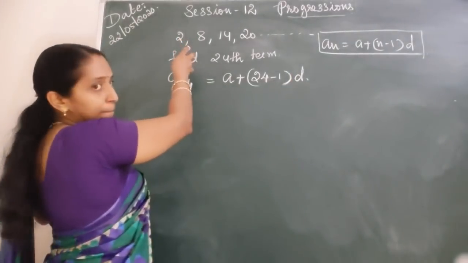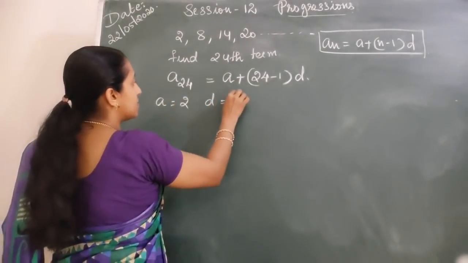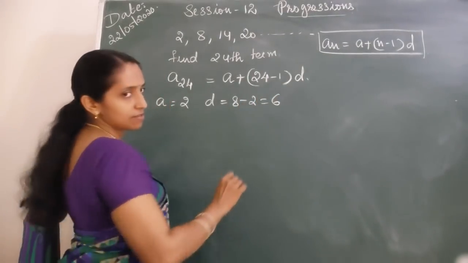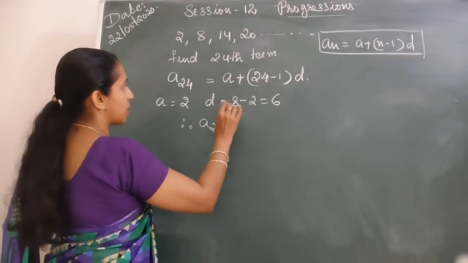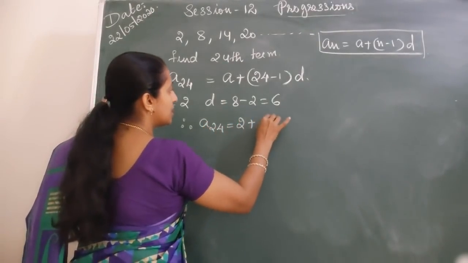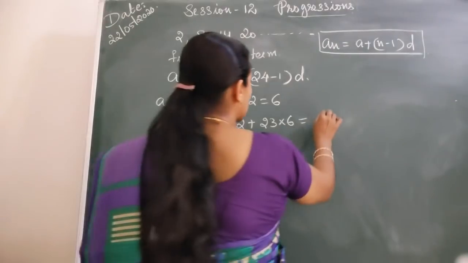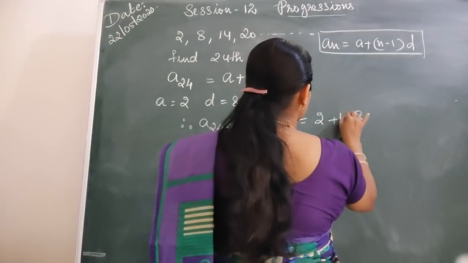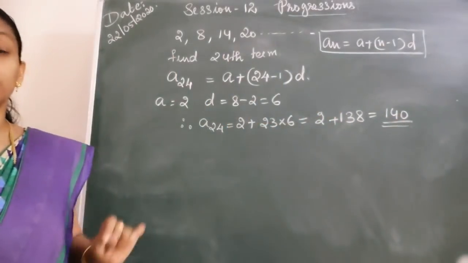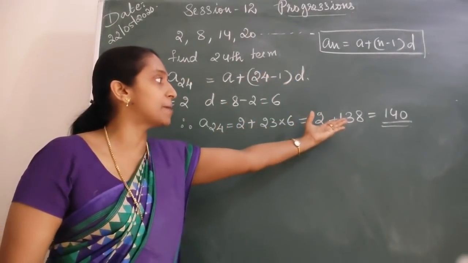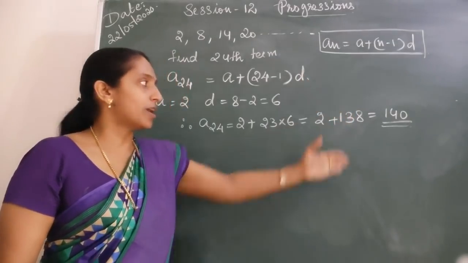What is our a? Here our a is 2. d is 8 minus 2. What is d? 6. Right? Therefore, a24 will be equal to 2 plus 23 into 6. What did you get? 2 plus 138. So you are getting a24 as 140. The 24th term of this AP is 140.